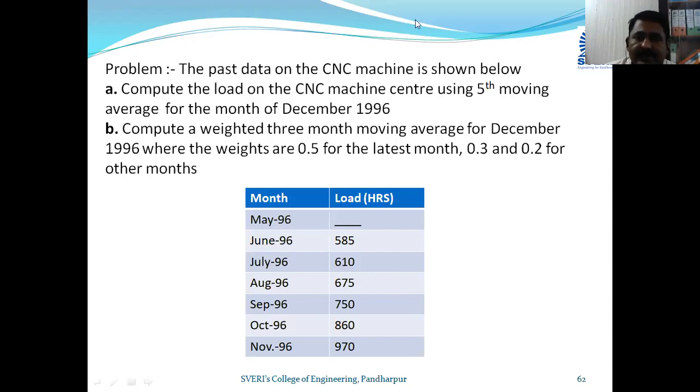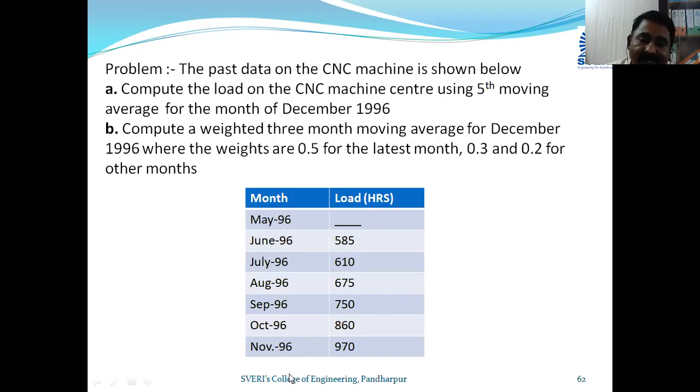Okay, assuming that you are ready, let us start. The first data on the CNC machine is shown below. Compute the load on the CNC machine center using the fifth moving average for the month of December 96. This is the data given: May 96, load is not given; June, July, August, September, October, November. You can see here 6 months of data is given. For the fifth moving average, you have to consider the N value as 5.